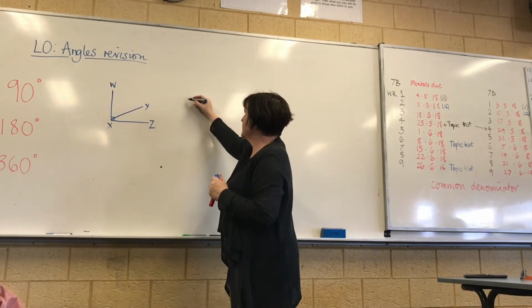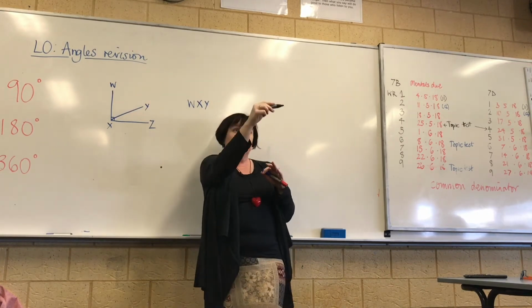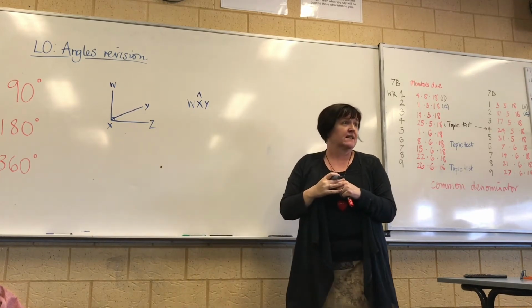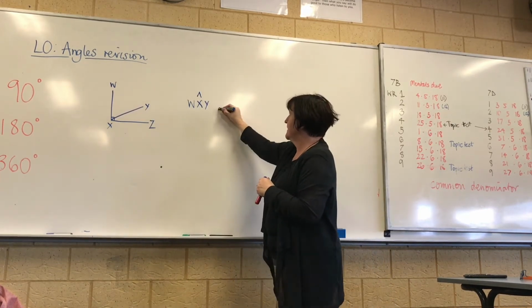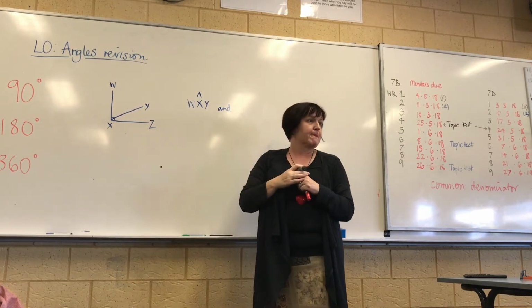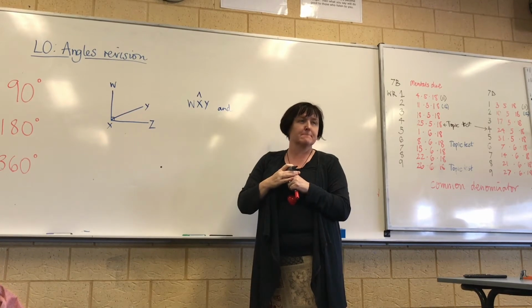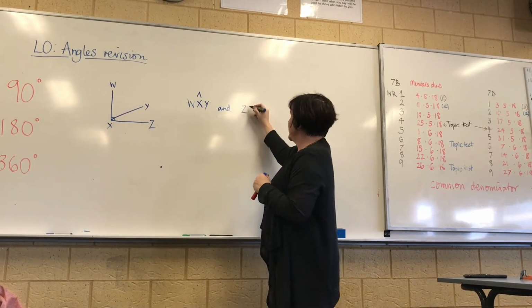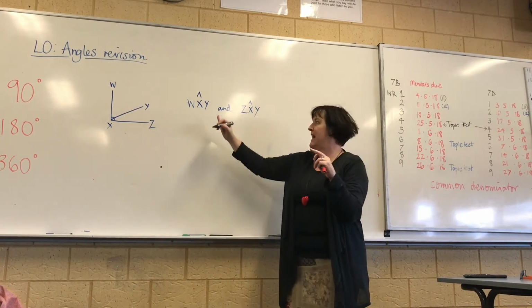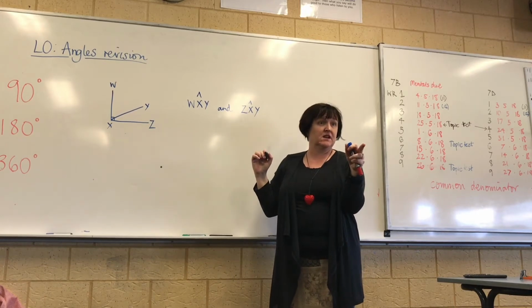Okay, so WXY, angle WXY. Now either put the little angle sign in front of it or put your hat. And what's the other angle? Say that again. Yeah, ZXY with a hat on. Why is it really important that X is the centre, the middle letter? Because that's the angle you're measuring.